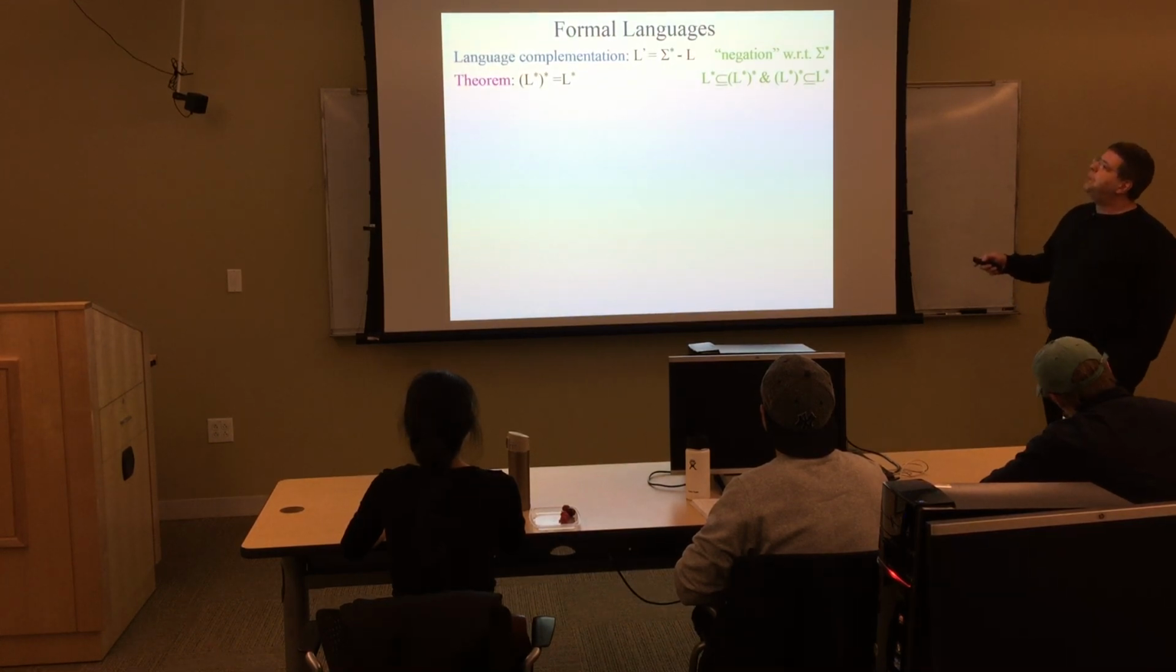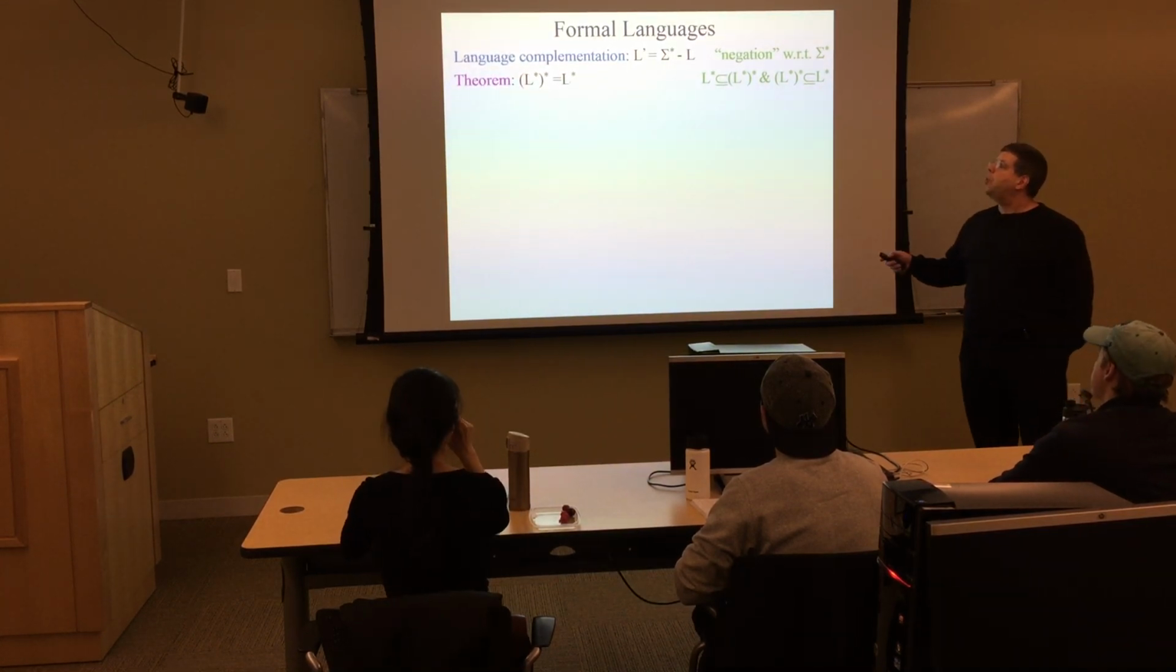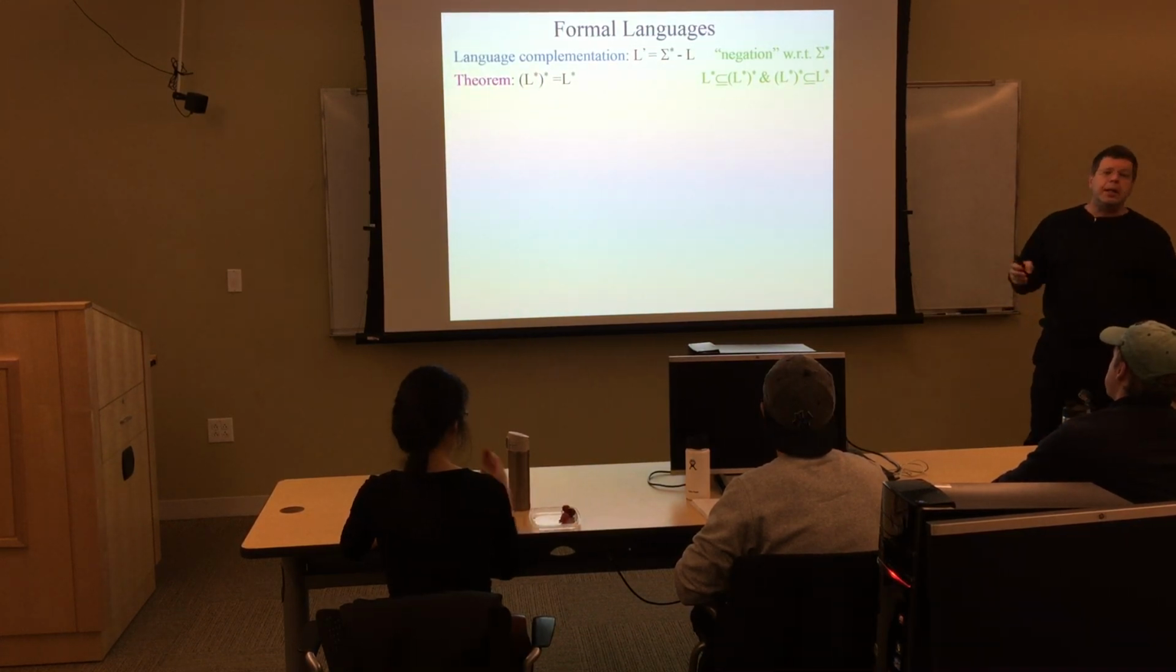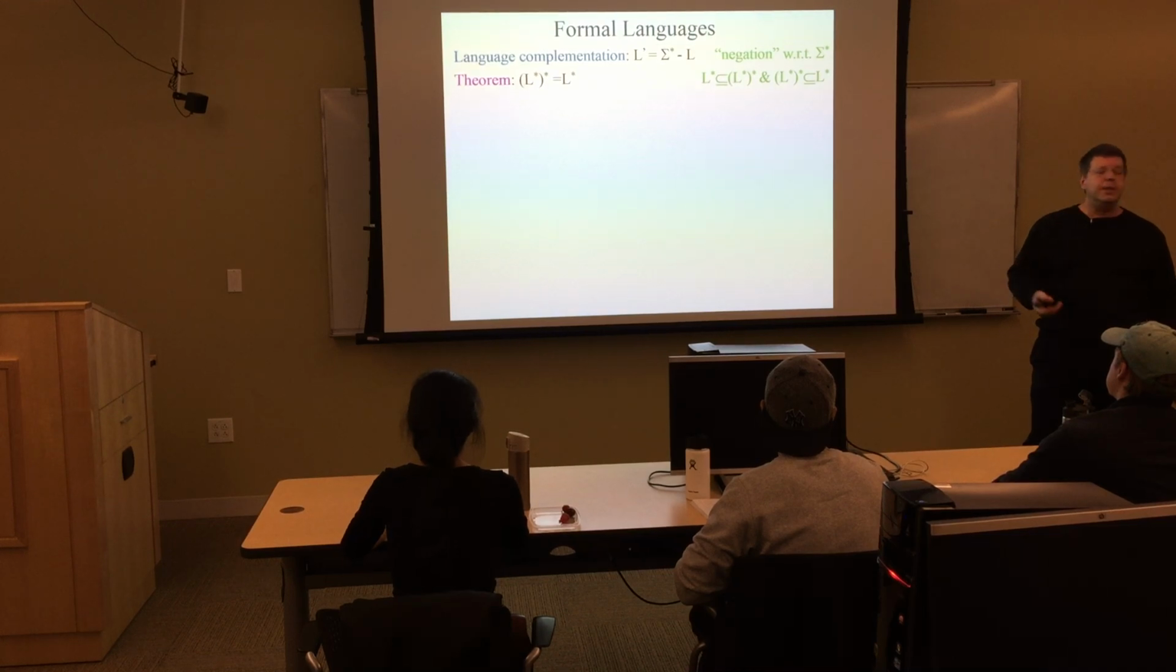You can easily prove that if you Kleene close it twice, it's the same as just doing it once. So L star star is the same as L star. That's not a definition, it's a consequence. It's a corollary of the definitions, or a theorem, if you will.